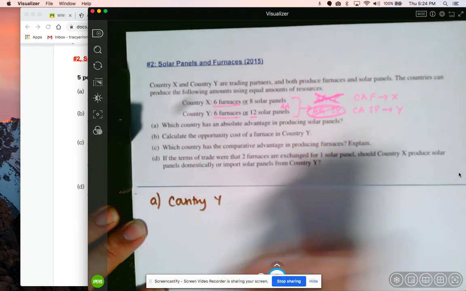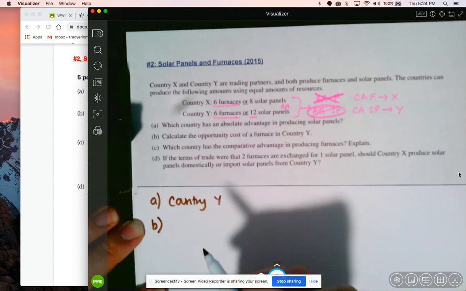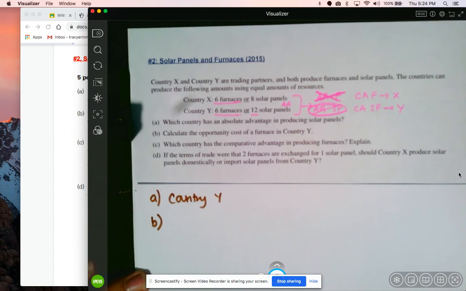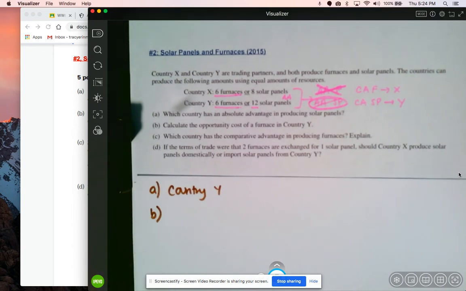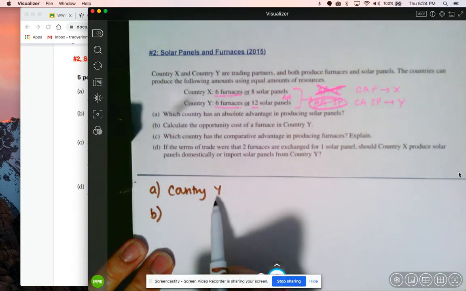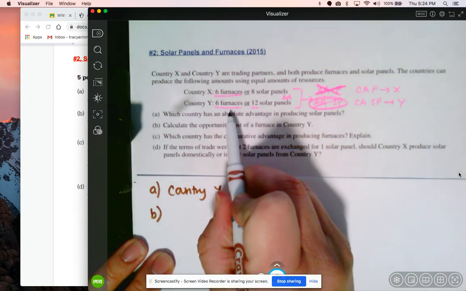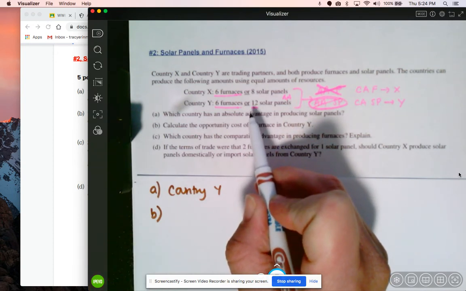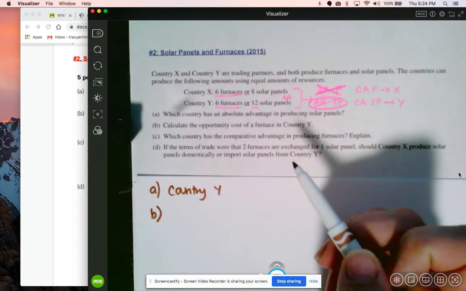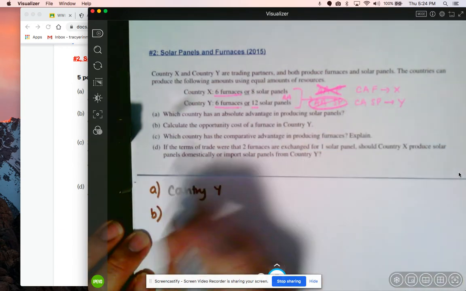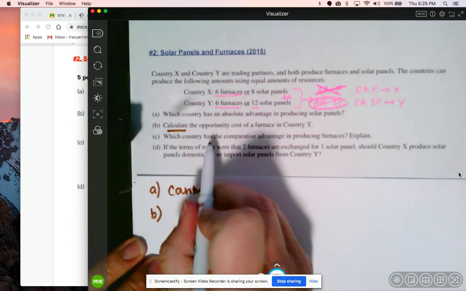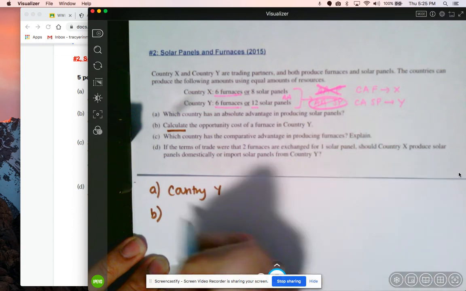We are not required to put an explanation here, but on the 2020 exam, we are doing all textual responses, and I would wager that you're going to have to explain everything. So therefore, I would say something like, because country Y has a larger total output than country X, and they have equal amounts of resources. Part B, calculate. So we need to have a numerical answer here. We need to show all of our math, the opportunity cost of a furnace in country Y.